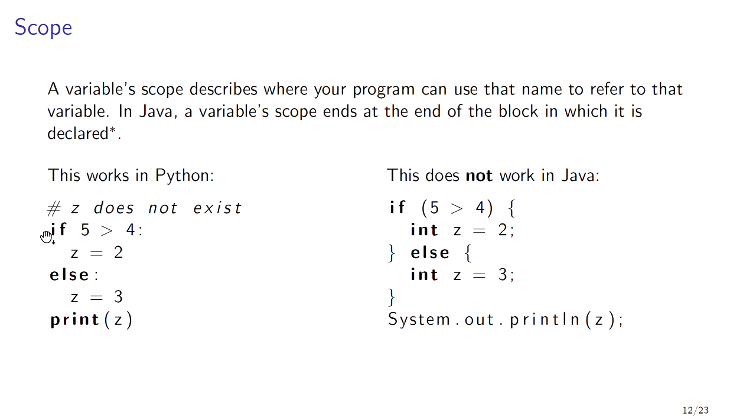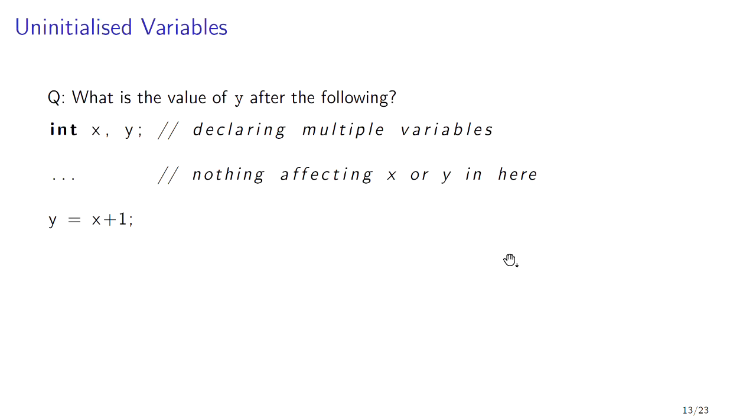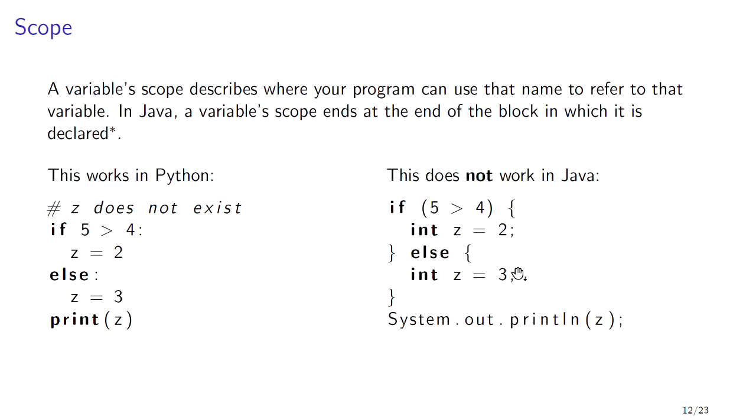So in Python, if I had some structure like this: if 5 greater than 4, z equals 2, else z equals 3. It's quite happy to say, yep, you've got a single z, which can be either 2 or 3. Here, Java will say, if 5 greater than 4, int z equals 2, else int z equals 3, and then if I print line z, the compiler is going to complain and say, I don't know anything about a z, because there are two different z variables that are inside of these blocks of code.